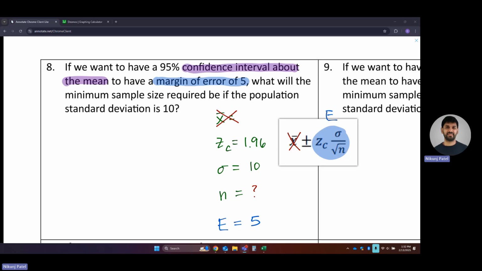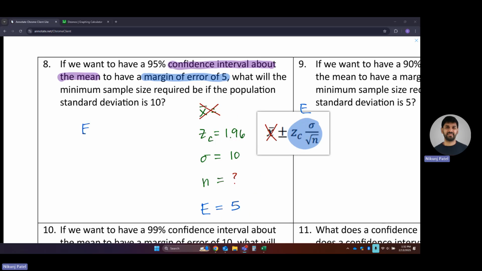So the way I'm going to write this is I'm going to write error equals Z critical times standard deviation divided by the square root of n. All I did was I rewrote the formula using just the second part of the formula, not including the plus minus or the X bar. All of that is equal to the error.